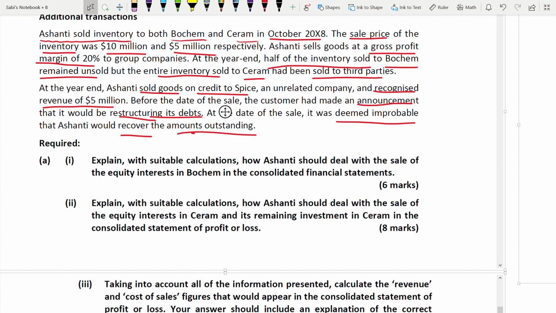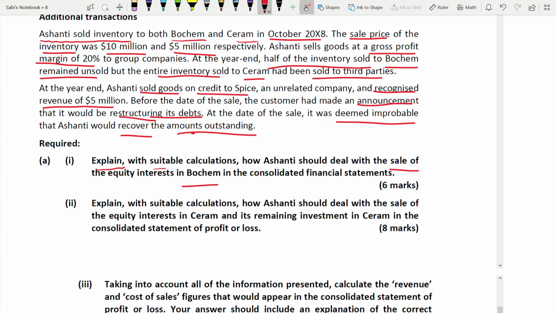Explain with suitable calculations. So you have to explain, but the whole thing is not calculations. You need the help of calculations, but you have to explain. That means the explanation part is more compared to calculation. Only half of the marks are for calculation, and maybe more than half is for discussion. So explain with suitable calculation how Ashanti should deal with the sale of the first subsidiary, the sale of Bokum, in the consolidated financial statements.